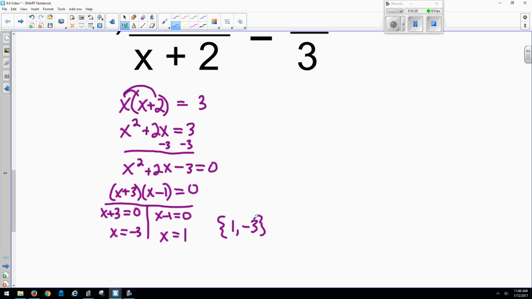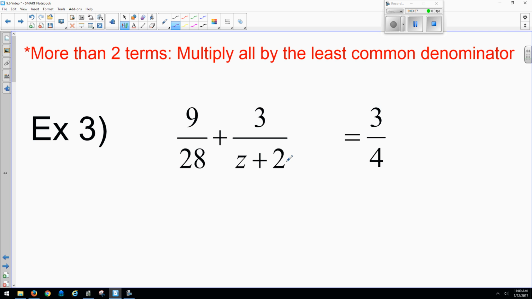I'm going to talk a little bit in class about when you should check or why you should check to make sure that they are in fact solutions. We're going to be getting into that in the examples we talk about in class. But for now, we're just going to try to get this procedure down. This is a different type of rational equation where it's not just a fraction equal to another fraction. We actually have 2 fractions being added together on this side and 1 fraction on the other side. Here's the procedure. We're going to multiply every single term by the least common denominator.